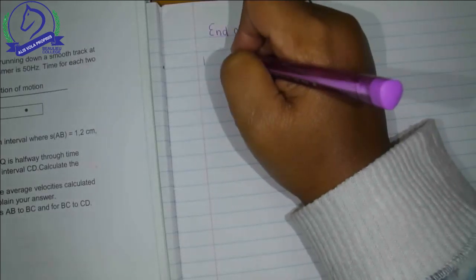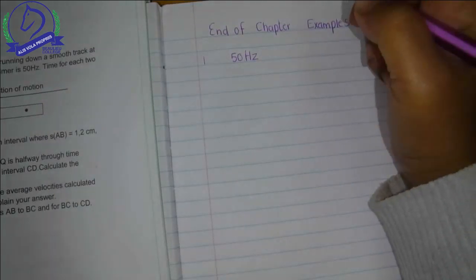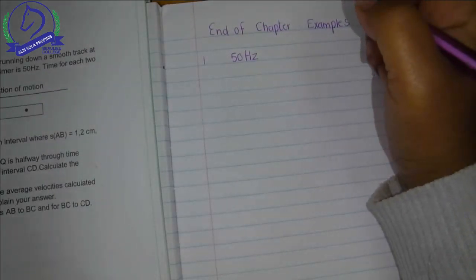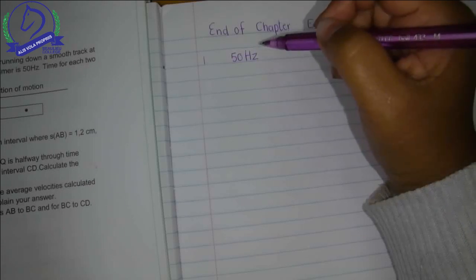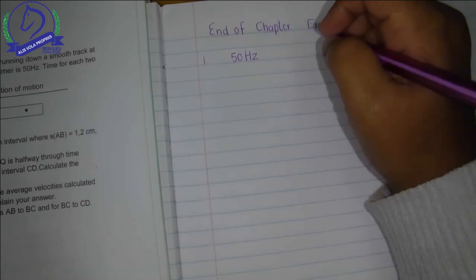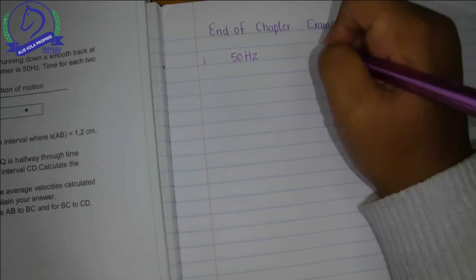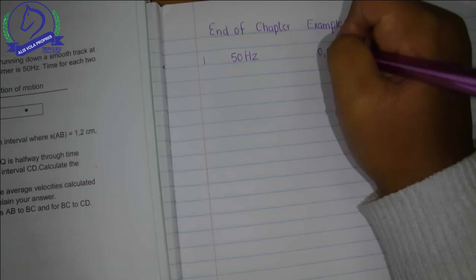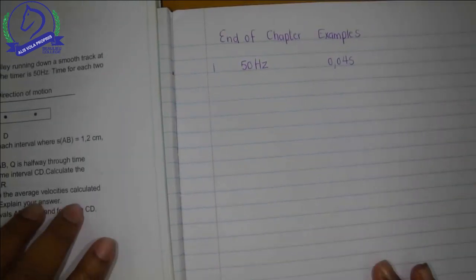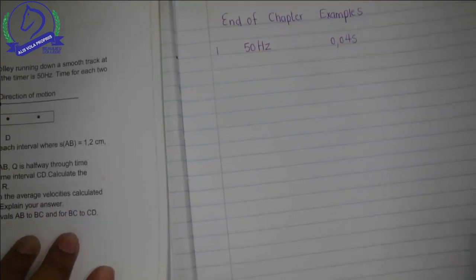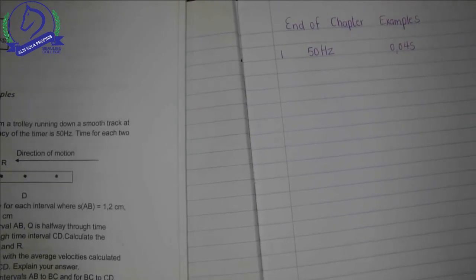Now remember, last year some of you had some issues with ticker timers. So if it's 50 hertz, then remember that that's the time taken. Okay, and they also tell you the time for each 2-space interval is 0,04 seconds. We're not going to focus too much on the ticker timer example, but since it's in your book, I'm going to be marking it with you.